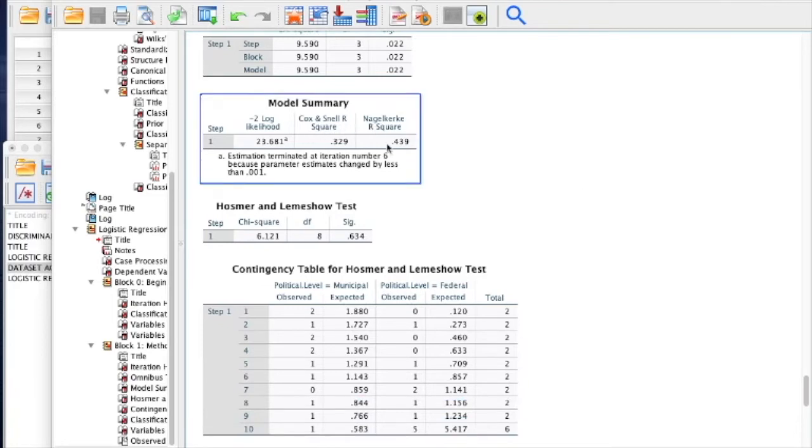So these are different R squares that are corrected in different ways. Essentially this is saying it's overall able to explain between 33 and 43% of the variance. These vary. Nagelkerke really is more liberal. Cox and Snell is very conservative. And Dr. Jackson will talk about what he prefers you use, really.